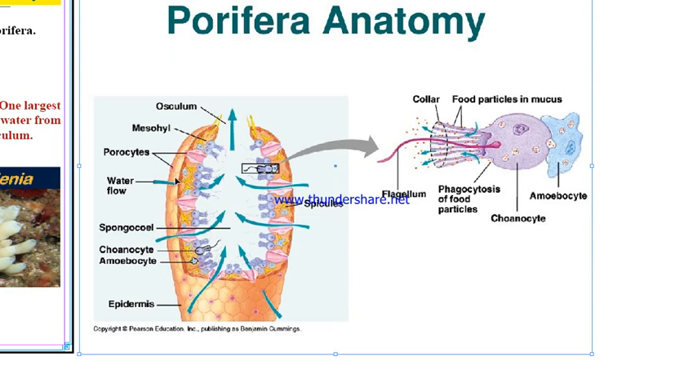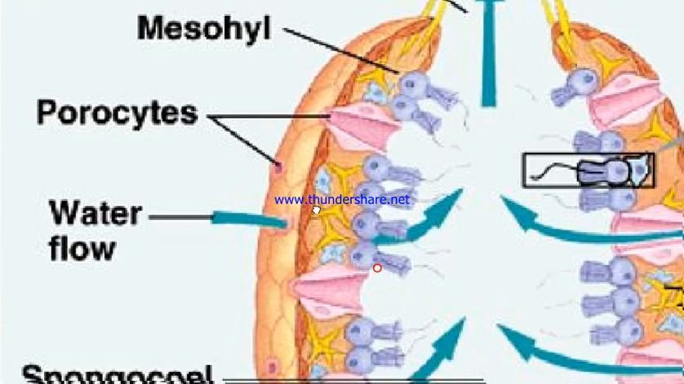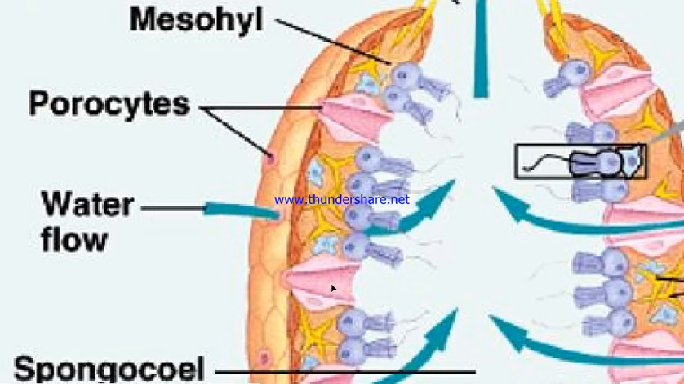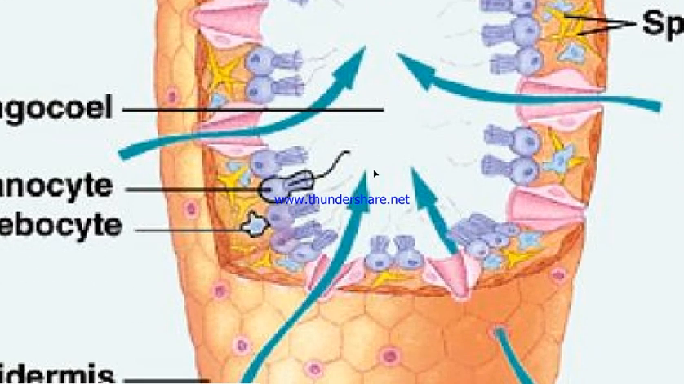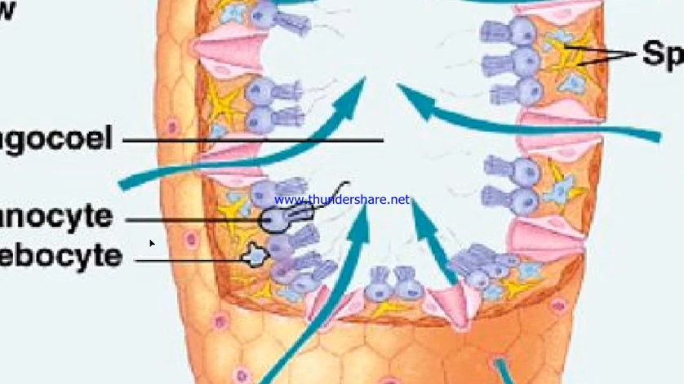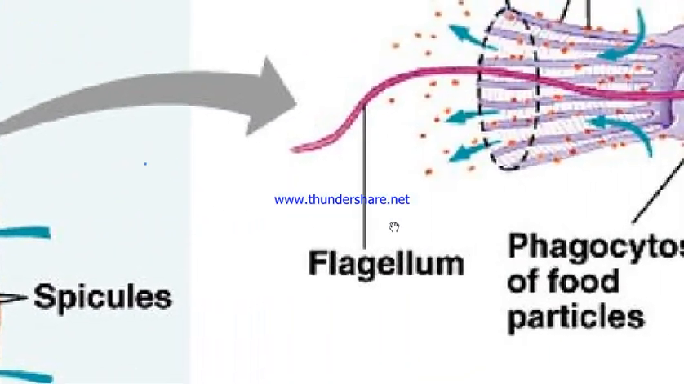Okay, there are pores all over their body. You can get a closer look. There are pores all over their body. Through the pores water gets inside, or water is absorbed through the pores. And when water gets inside you can see there are a special type of cells called choanocytes. And the detailed diagram of choanocyte is given here.